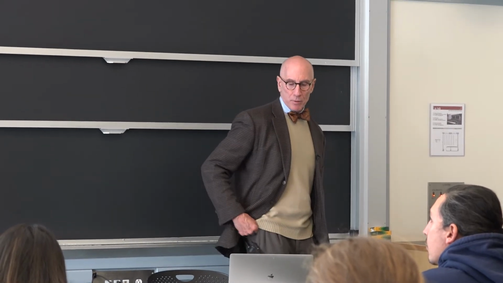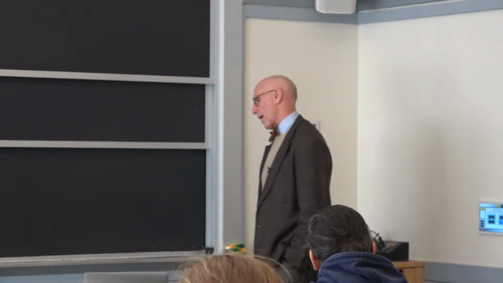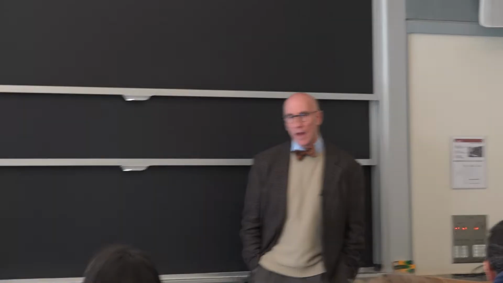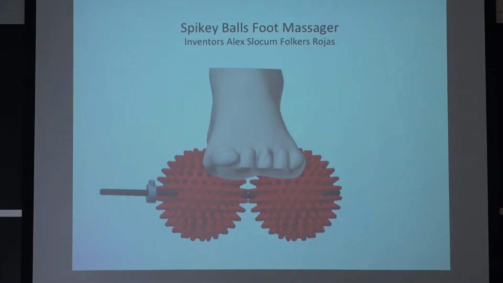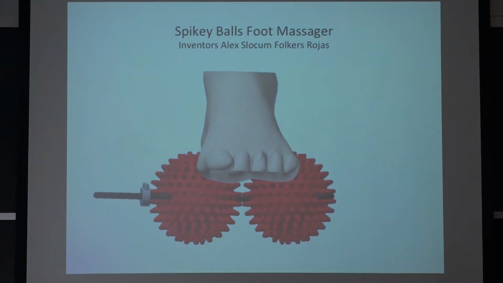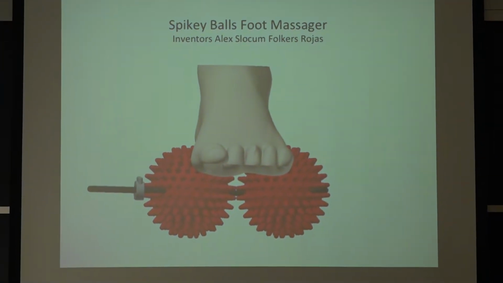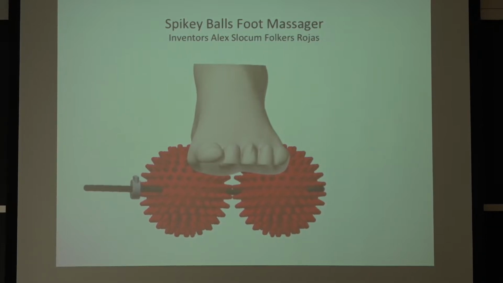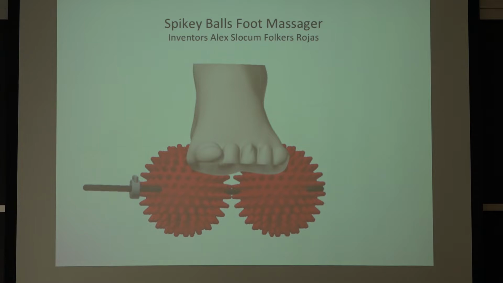So here are some examples of figures that come from a provisional patent application filed by Professor Alex Slocum, a prolific inventor, as you all know. This is one of his patents, a successful non-provisional patent application for the aptly named spiky ball foot massager. This is just one example of how you describe in a provisional patent application what it is that you're attempting to get a provisional patent on.